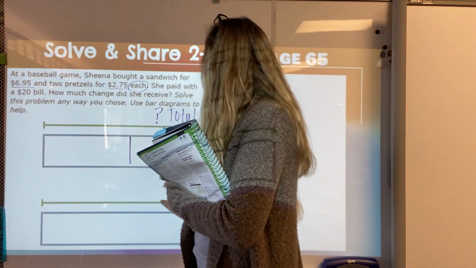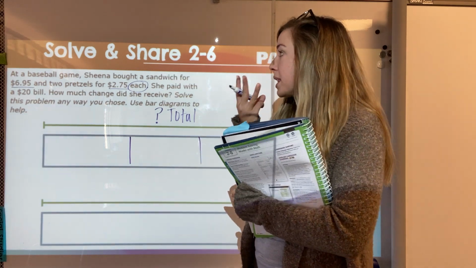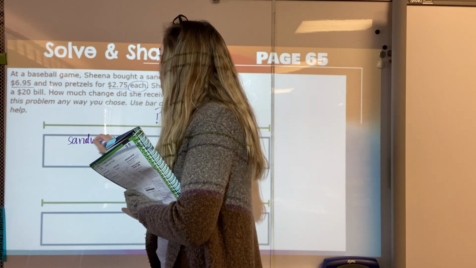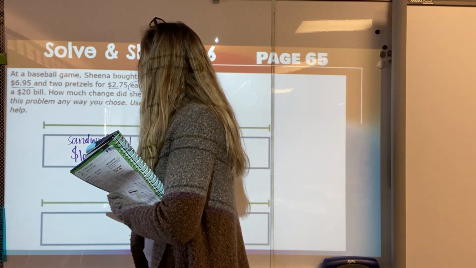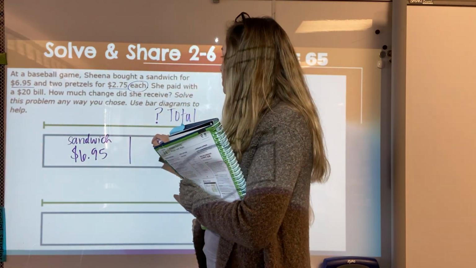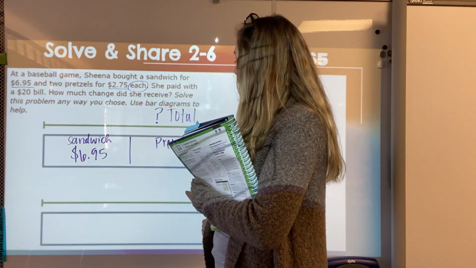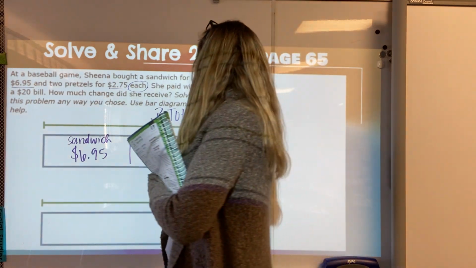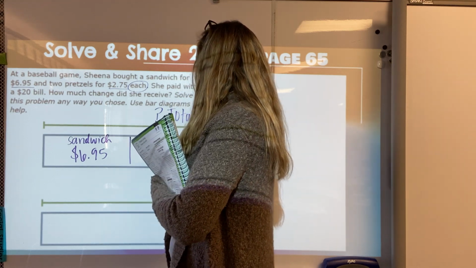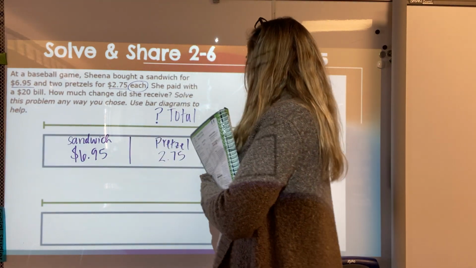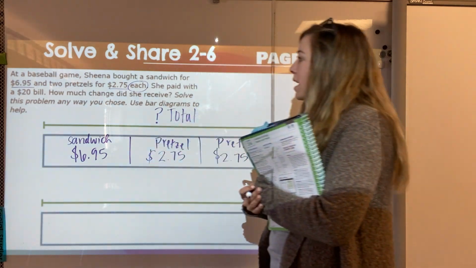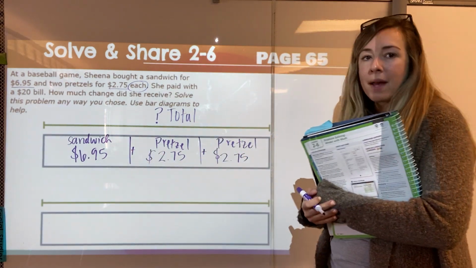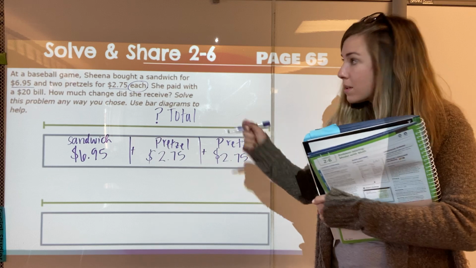So we can break this bar down into, she bought 3 things, right? We've got our sandwich, and our sandwich was $6.95. We've got a pretzel, and we know she didn't just buy 1 pretzel, she bought 2. So we have $2.75 and $2.75. The dollar sign is our label for that. Okay, so in order to find the total, obviously I need to add up everything that she bought. That's what the register does when you're ringing it through.